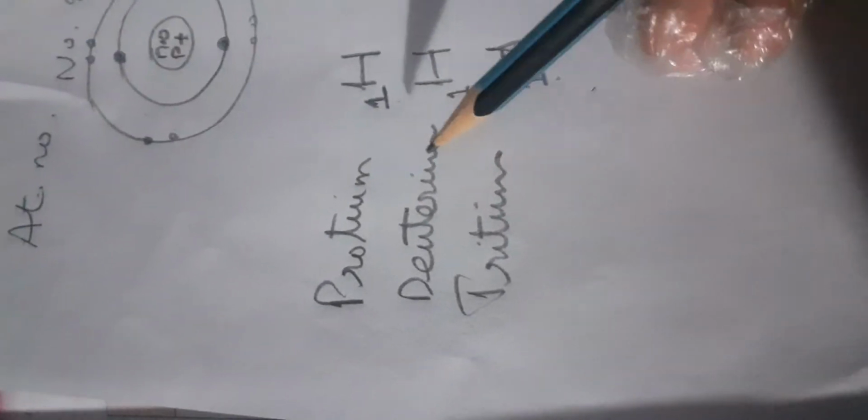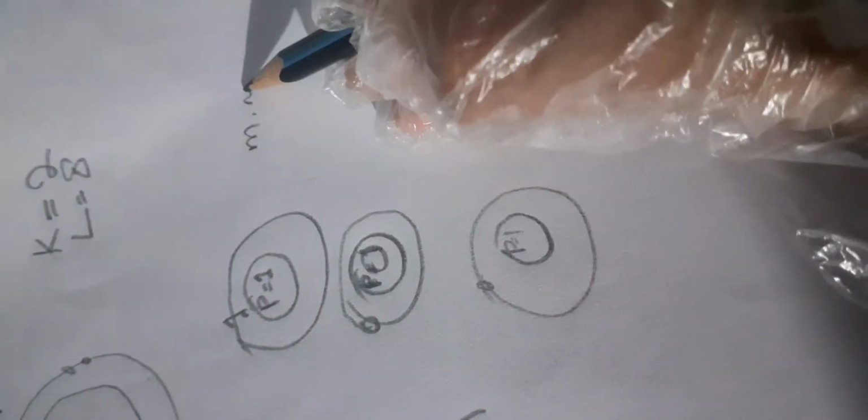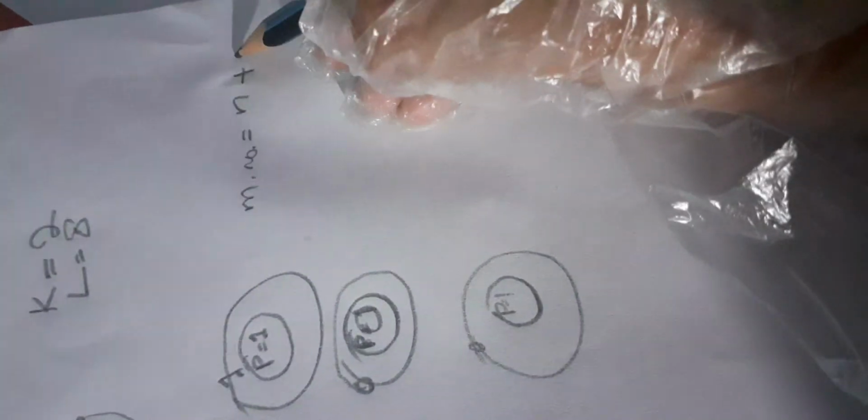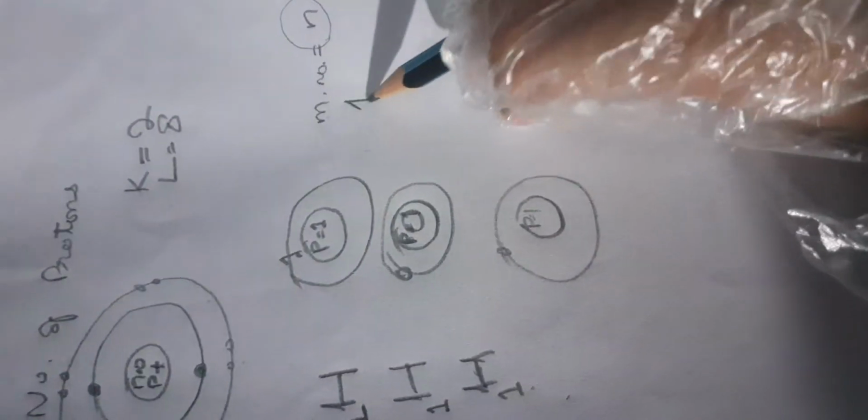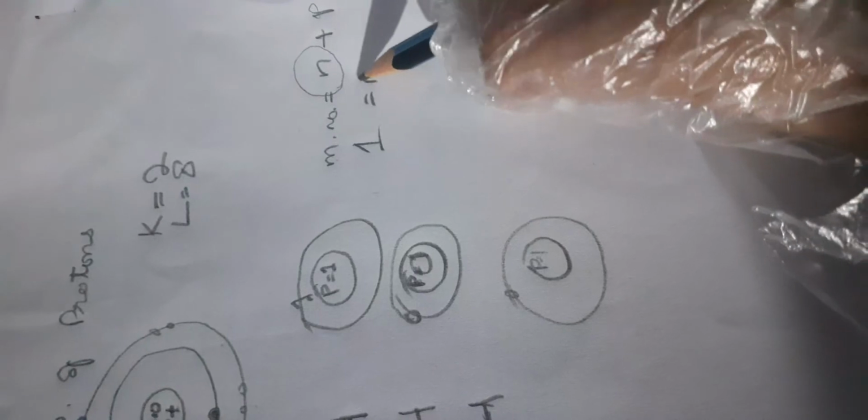But if you look at the mass number of protium, the protium mass is 1. And according to the definition, mass number is equal to number of neutrons plus number of protons. So if I want to find out how many neutrons are here, what will I do? I know the mass number, that is 1. I don't know how many neutrons are here, so I will put it as neutron, whereas I know how many protons are here, 1.